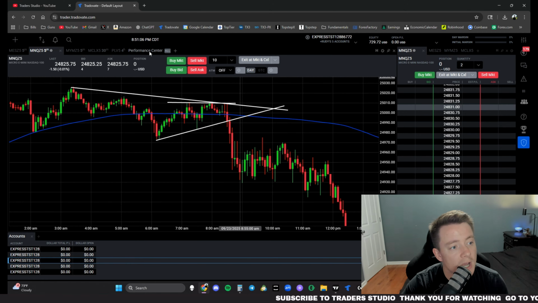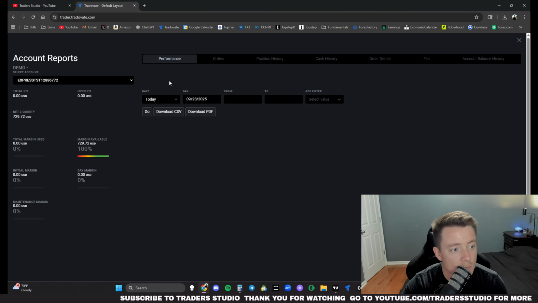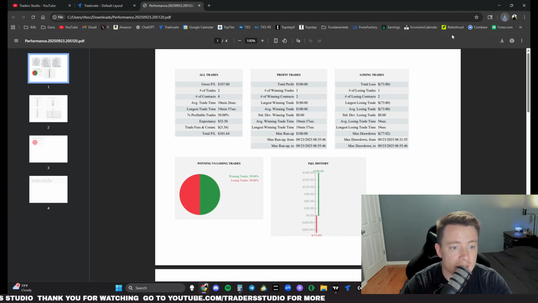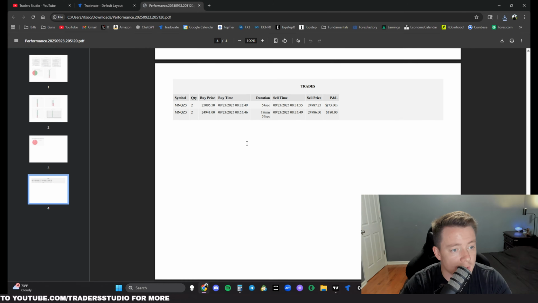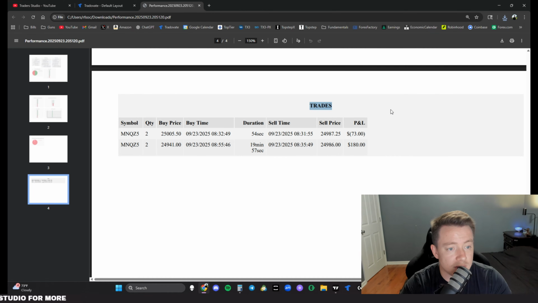So I'm going to show you guys my performance center. This is something that Tradovate does, like I said, and then I'm going to click here. I can view my trades for the day and previous days and so on and so forth. Like I said, one thing I love that Tradovate does is give you this. So I'm going to download this PDF, and as you can see here, this is a breakdown of the trades for the day. Now, really, the most important part is going to be this bottom one. This is going to show you the trades that I took.